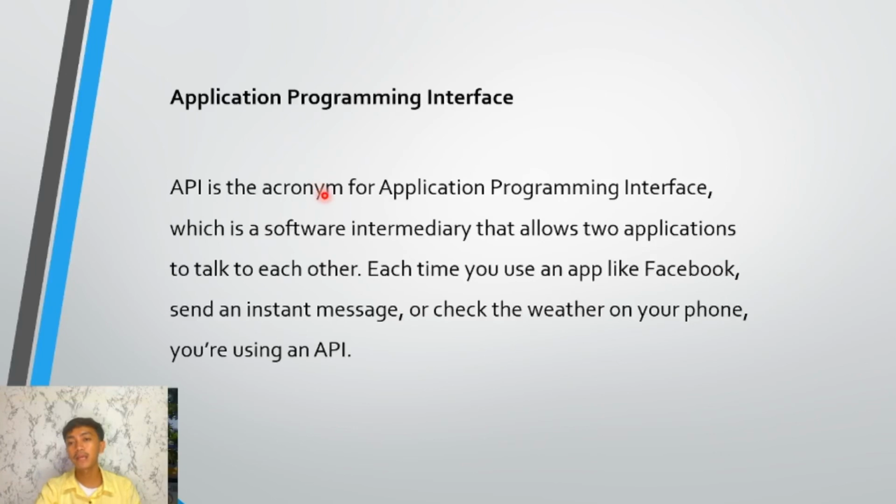And lastly, the application programming interface. API is the acronym for Application Programming Interface, which is a software intermediary that allows two applications to talk to each other. Each time you use an application like Facebook, send an instant message, or check the weather on your phone, you are using an API.